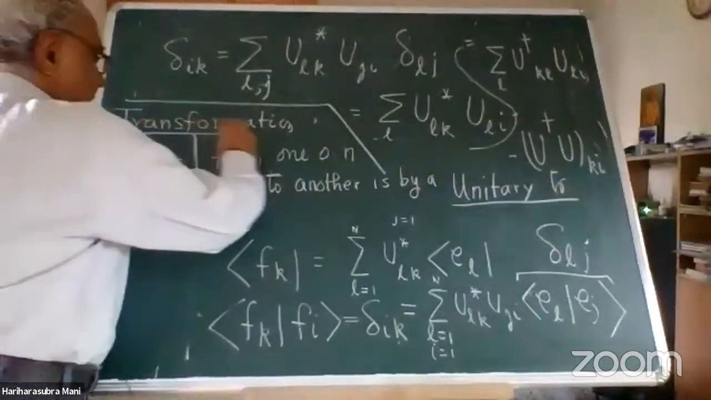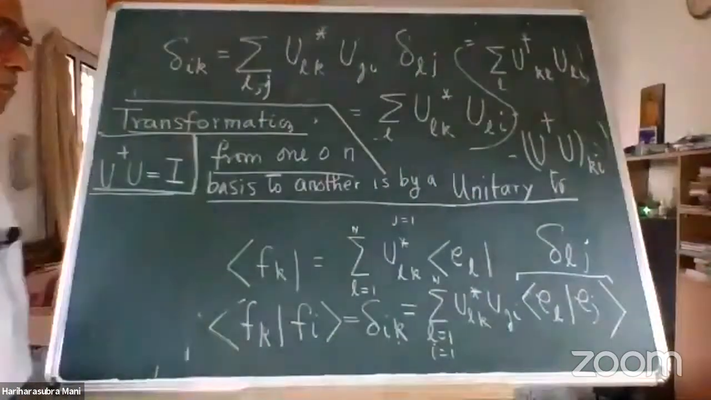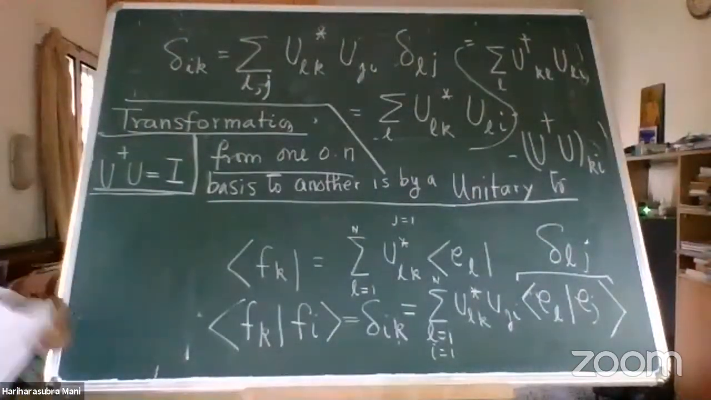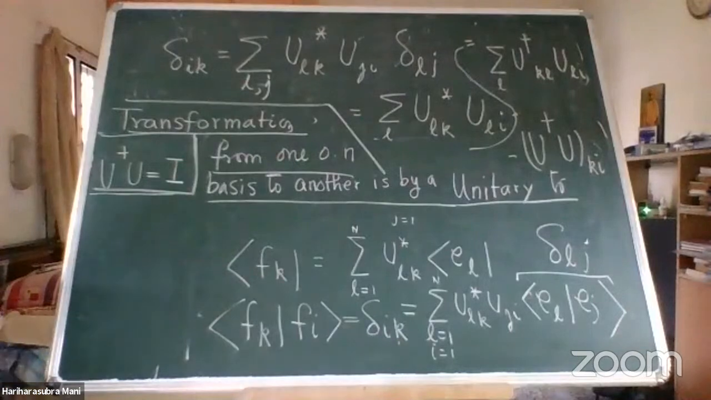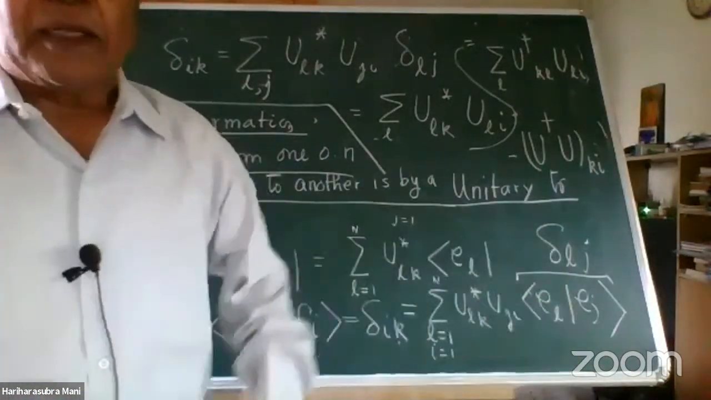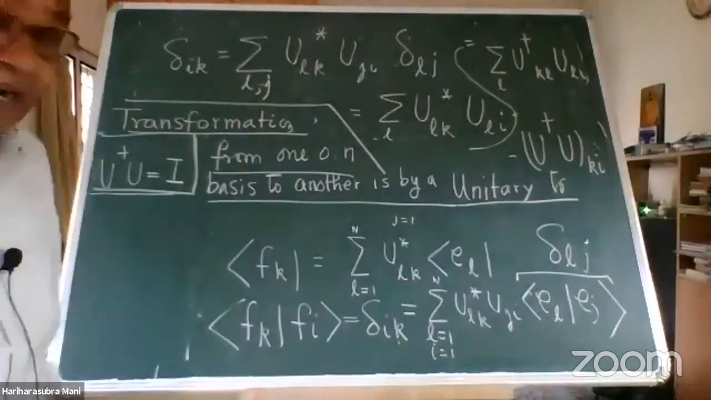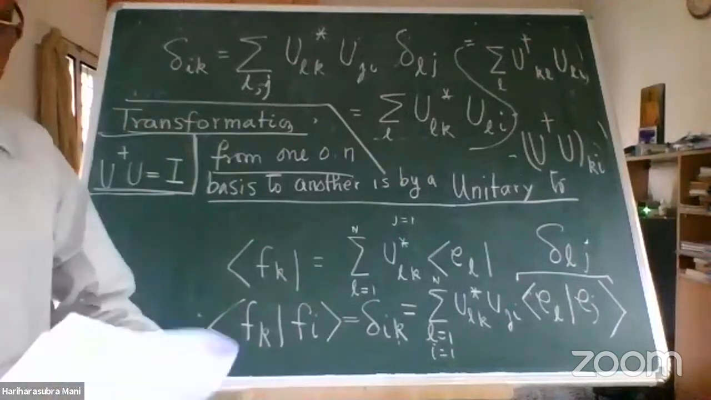This is the important statement. So this is as far as the basis is concerned. I go from one basis to the other by unitary transformation. Let us see what it does to the matrix element of a linear operator.